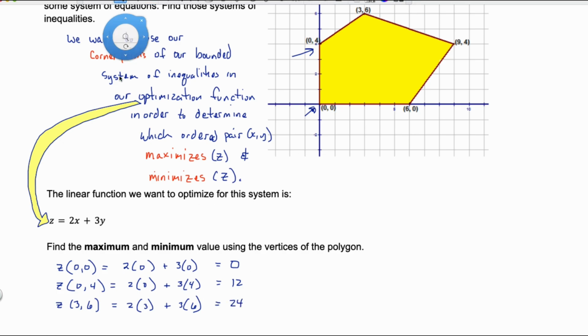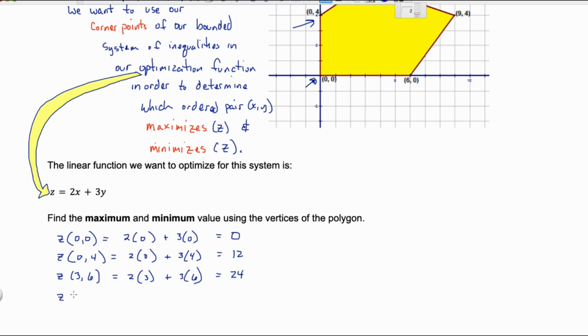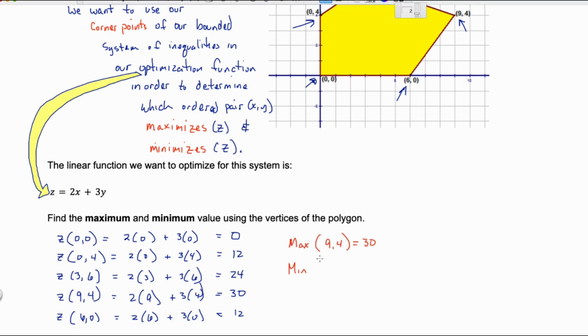And so we see these first few points here that so far (3, 6) returns us a value of 24, but (9, 4) is going to give us a little bit larger, it's going to be 30. And (6, 0) is going to return us 12. And so the maximum is going to be 30, at (9, 4), and the minimum is at (0, 0).